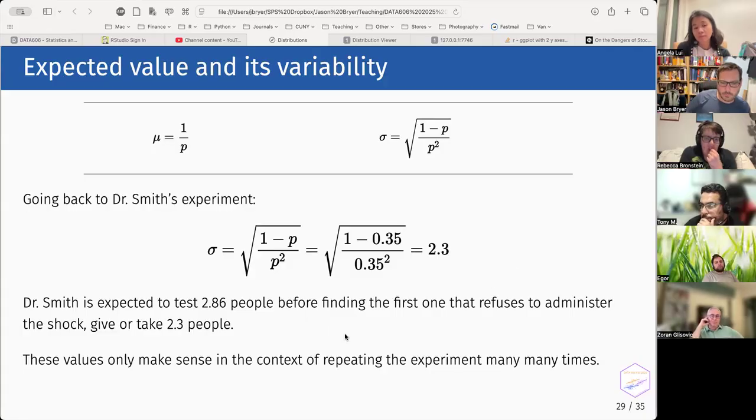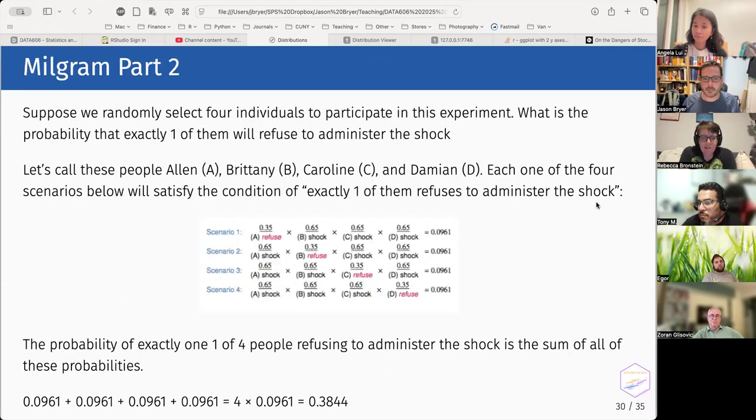So probably wouldn't be surprised if you did 3 trials, maybe you wouldn't get a success. But once you get to 5, right, then it starts to be like, I should have gotten a success by now. All right, so that's just like kind of that wait time.